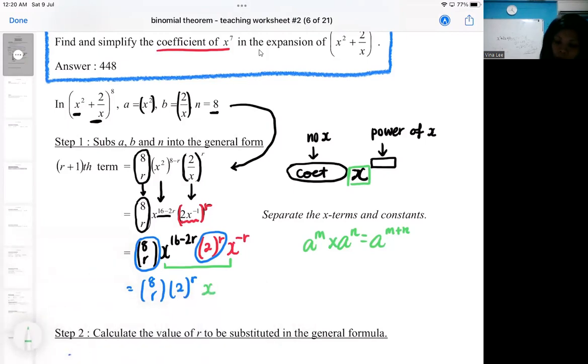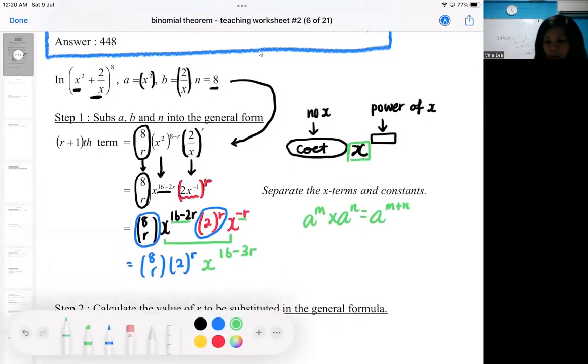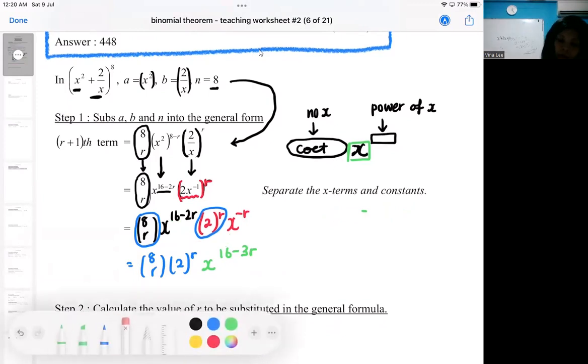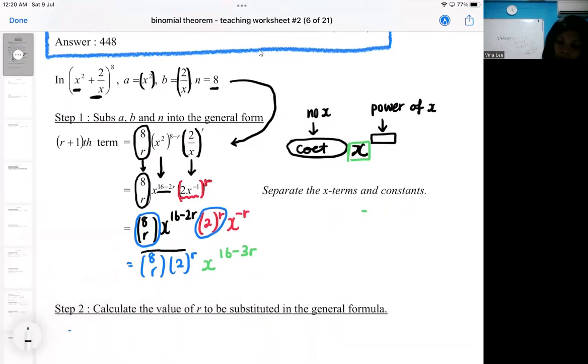And the x, I should be adding up these two powers because it's same base multiplication. So I will add that up. There are some amount of indices, so don't be tricked by it. Can you think logically, step by step? Or else you will be easily confused. At the end of it, did you see this part? This is the one with no x. This is the x, and this is the power of x.